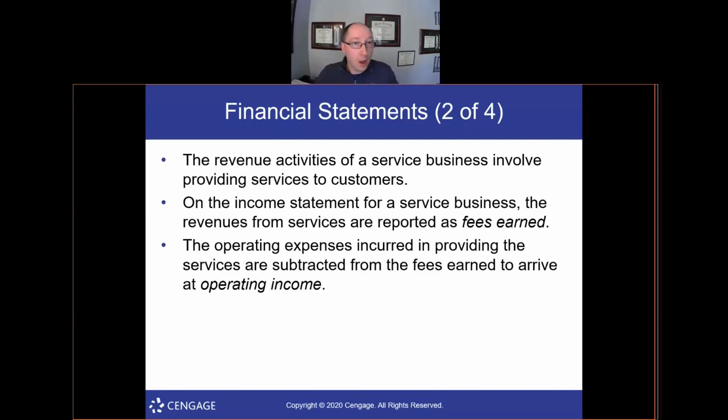Very good. Okay, so the revenue activities for service businesses involve providing service to your customers. On the income statement, we call that fees earned. We talked about that.